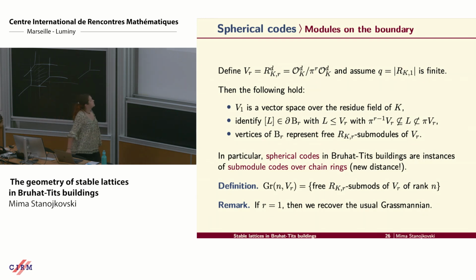Okay, and just for what I want to say next, we define the Grassmannian NVR to be a collection of free submodules of VR of rank n. This just generalizes the concept of the usual Grassmannian for r equal to 1. We recover precisely that. And how do we build these codes?